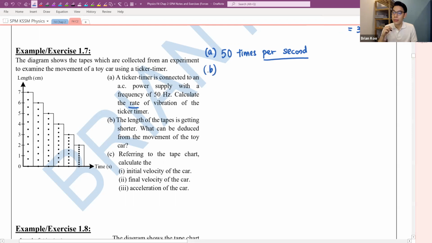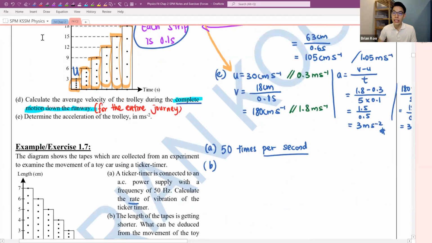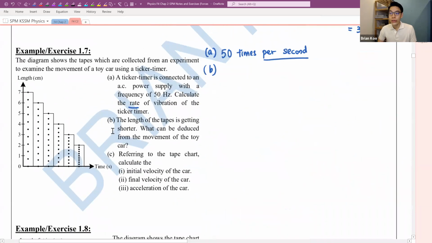The length of the tapes is getting shorter. What can be deduced from the movement of the toy car? Anybody? Now this is your chance. The movement of the toy car. So we have done earlier just now, that one is like a staircase going up. This one, the staircase is going down. So what can be said? What can be deduced from this motion? Part B.